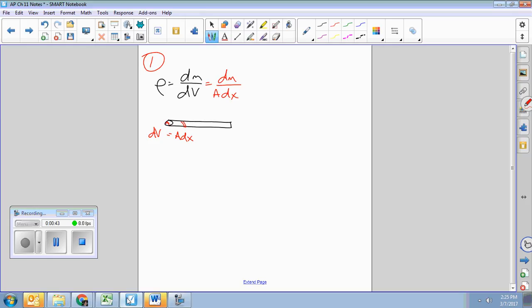So, if I rearrange this then, this gives me, that's supposed to be an arrow, gives me the dm is what? Rho a dx, right? Good? Okay.